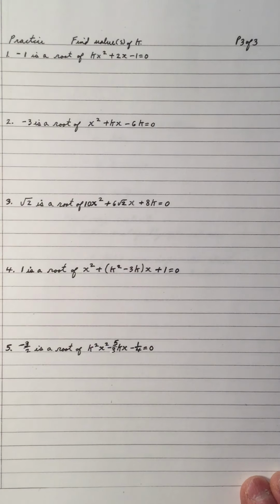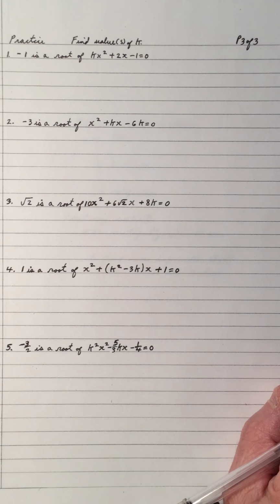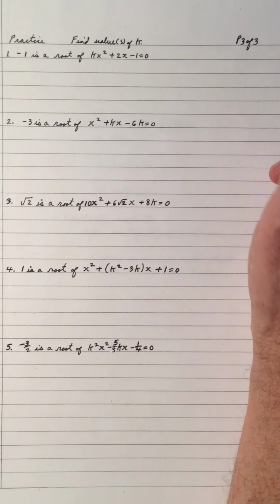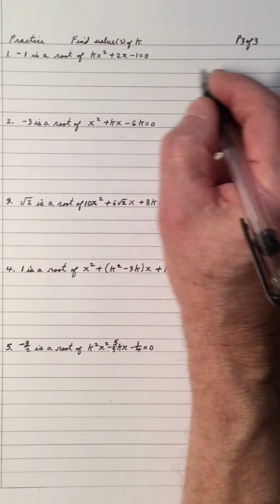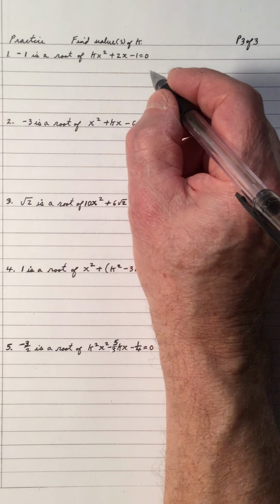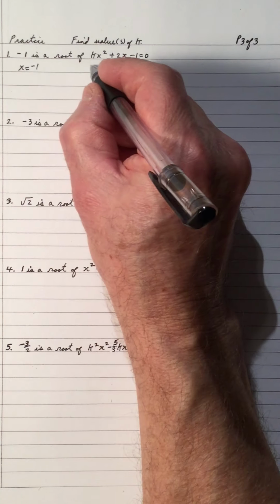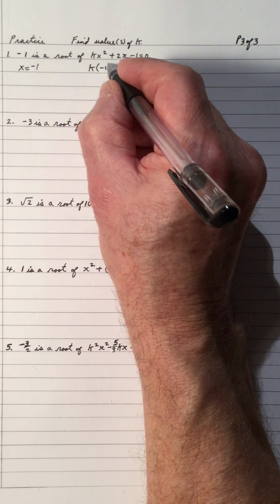So finding the values of k in quadratic equations is the same as finding the k in linear equations. You plug it in and you solve for k, which is not hard to do. Practice. Now we got some more to do. Practice means pause the video and work these out to see if you can get the right answer. So x is negative 1 as a root, so we'll plug negative 1 in the place of x.